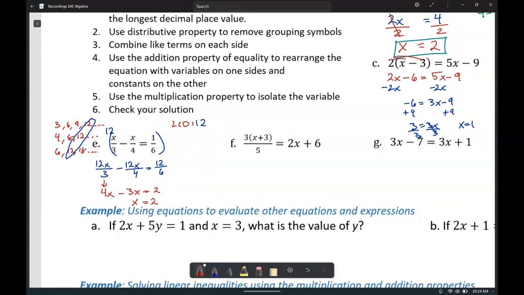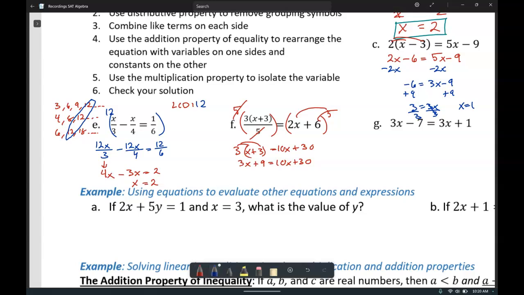Here we only have one denominator, so we can go ahead and multiply everything in our equation by 5, which cancels it out on the left. Here we'll have to apply our distributive property because we have more than one term on the right, and so we have 10x plus 30. And then we can apply the distributive property on the left. 3x plus 9 equals 10x plus 30.